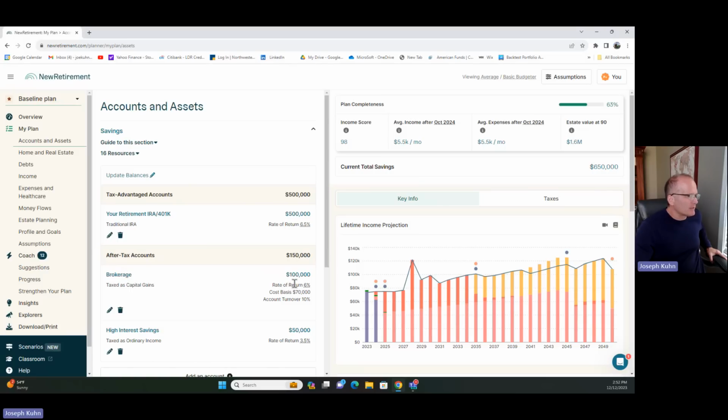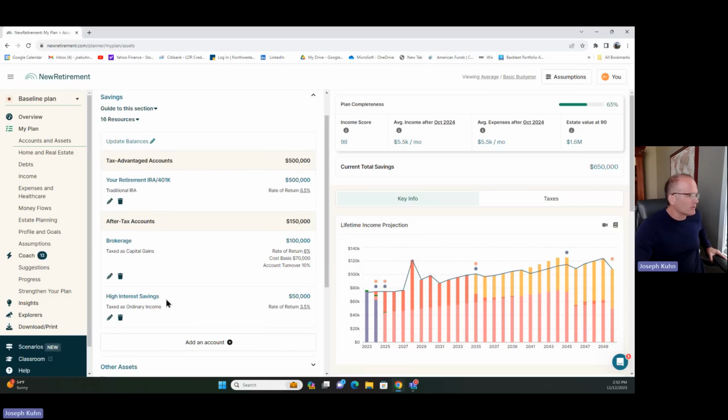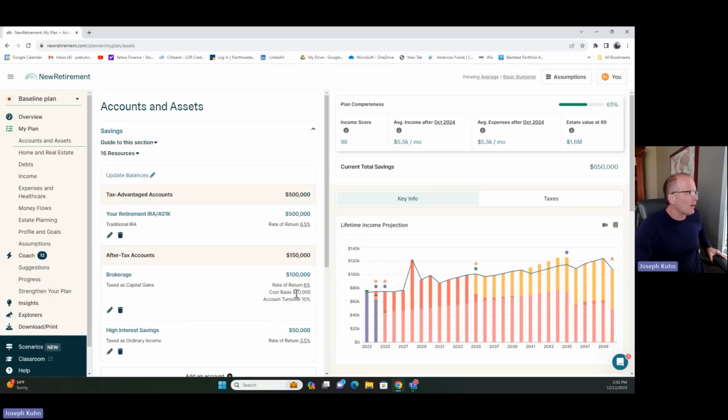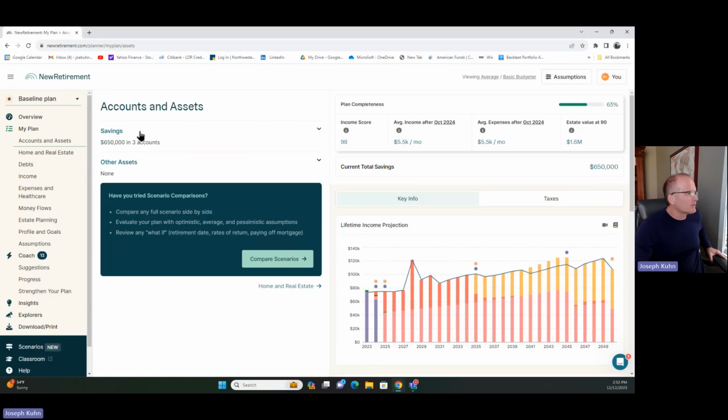Then we go down to after-tax accounts. I have $100,000 in this brokerage account, got the cost basis in there, account turnover, what the rate of return is. Okay, simple. I got a high interest savings account with $50,000 in it. So those are my total assets for this couple, $650,000 in 3 accounts.